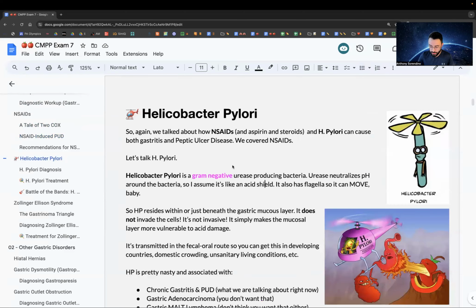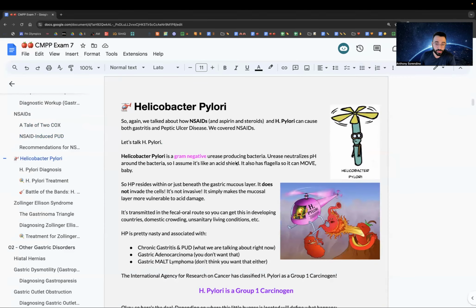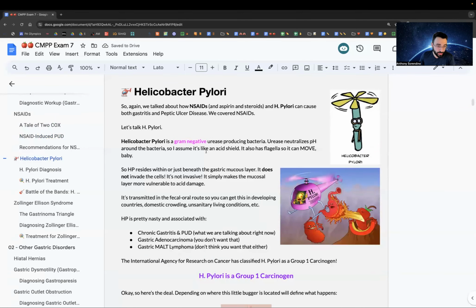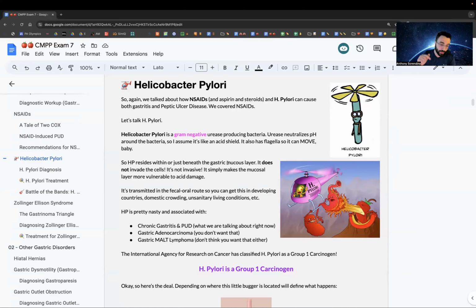So talking about H. pylori, we talked about NSAIDs. H. pylori is the other cause of both gastritis and peptic ulcer disease. Okay, H. pylori, Helicobacter pylori, is a gram-negative urease-producing bacteria. So urease neutralizes pH around the bacteria, okay? H. pylori, which is not an invasive species, it just kind of chills in our gastric mucus layer. So it does not invade the cells. It simply makes the mucosal layer more vulnerable to acid damage and ulcers.